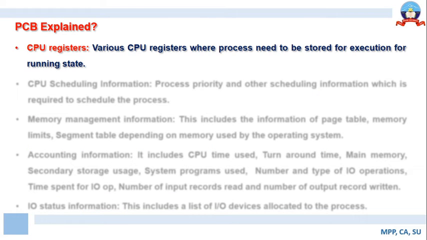Now the next element of PCB is the CPU registers. CPU registers are storage devices that are capable of storing data and instructions that are required by the processor or the central processing unit. We have learned in the previous class that it is only the CPU register that the processor interacts with in order to perform operations. So various CPU registers are where the process needs to be stored for execution in running state.